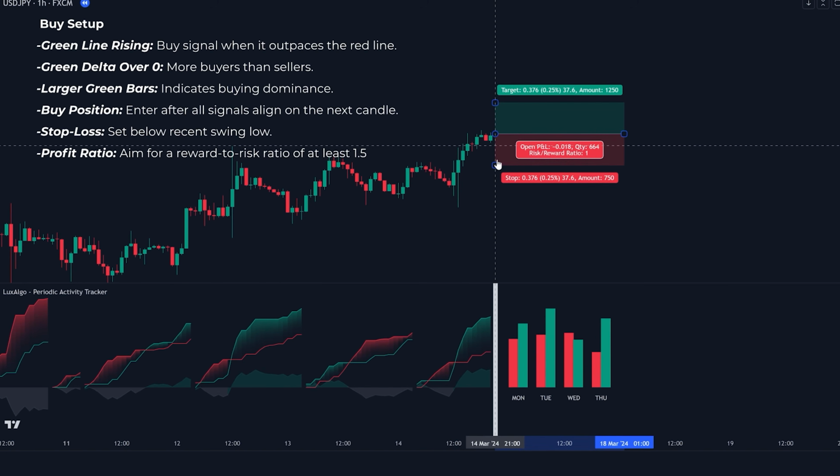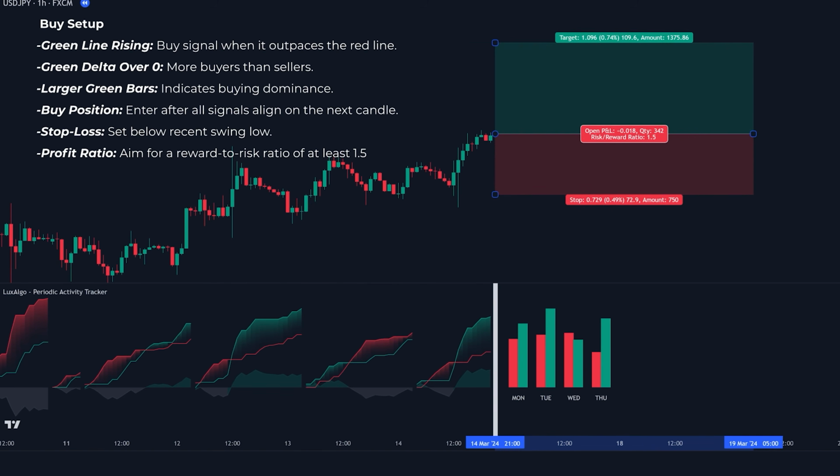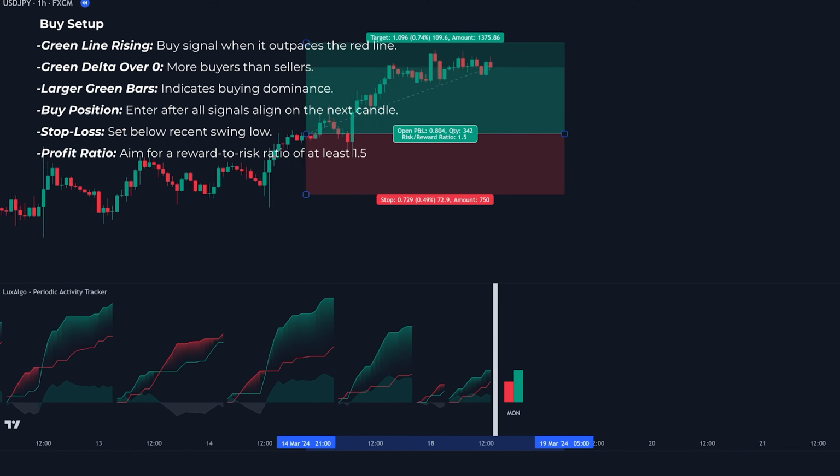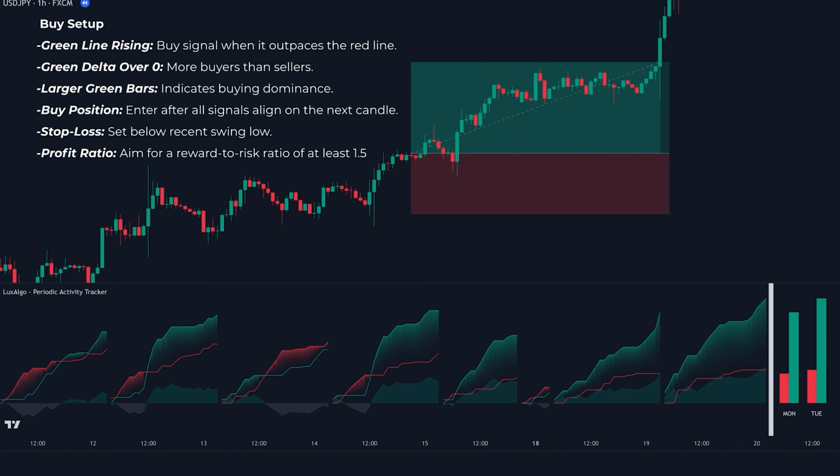For risk management, it's advisable to set a stop-loss order below the recent swing low to safeguard against potential losses. When deciding where to take profit, aim for a deal where the reward is at least 1.5 times the risk. This way, you balance out the chances of winning and losing.